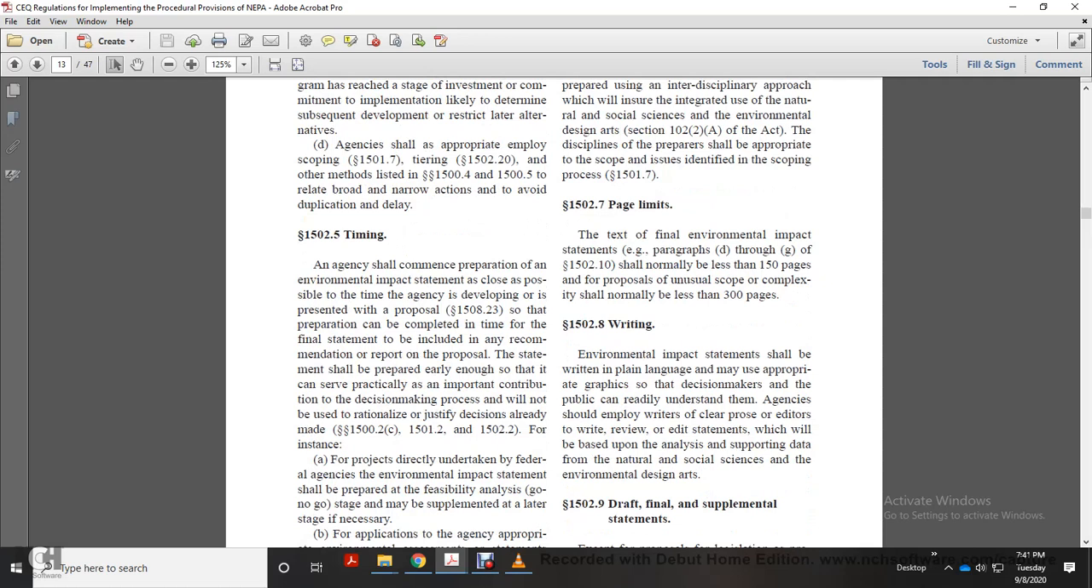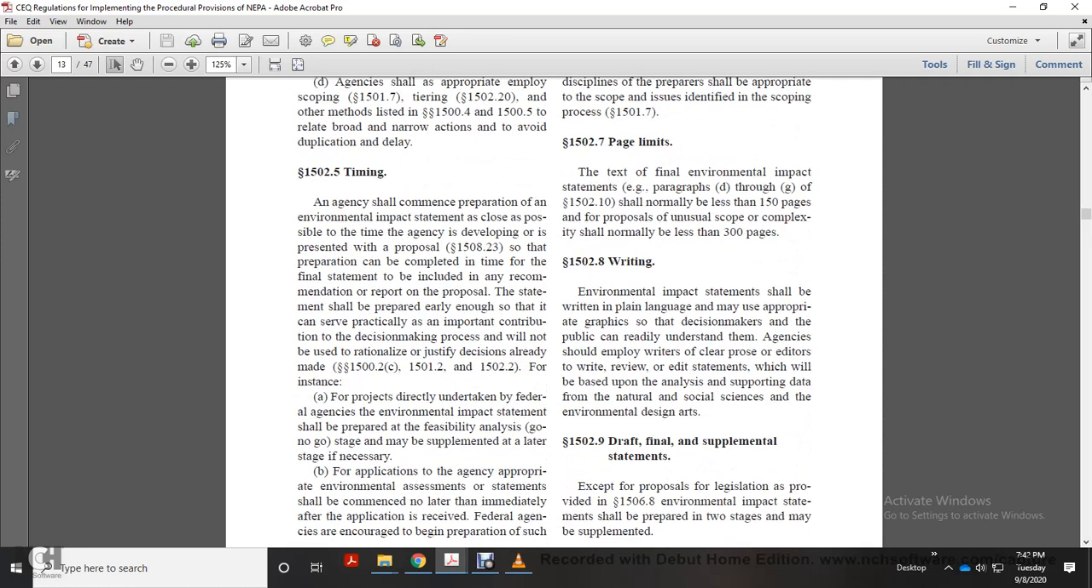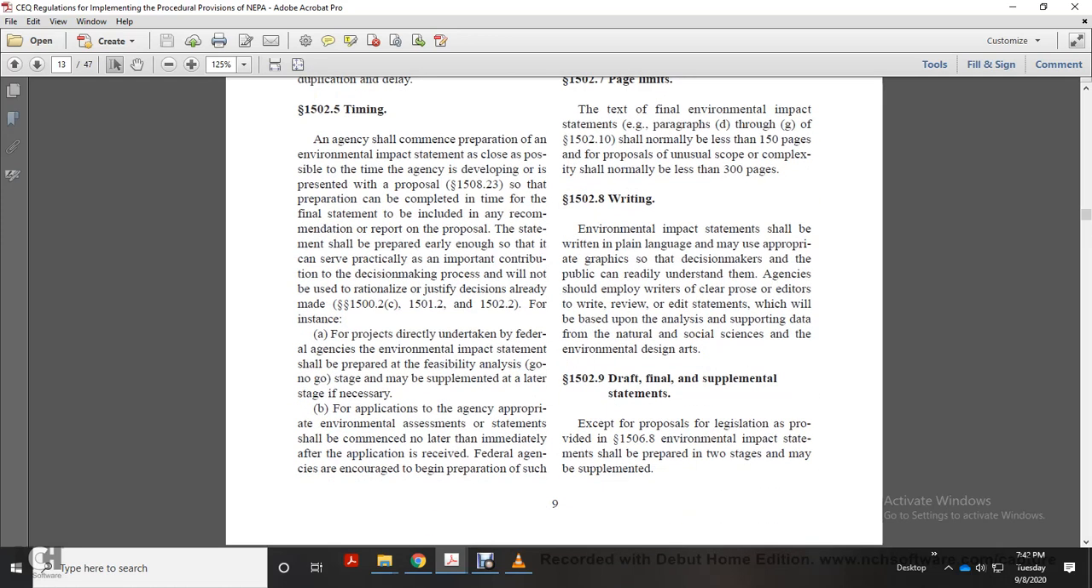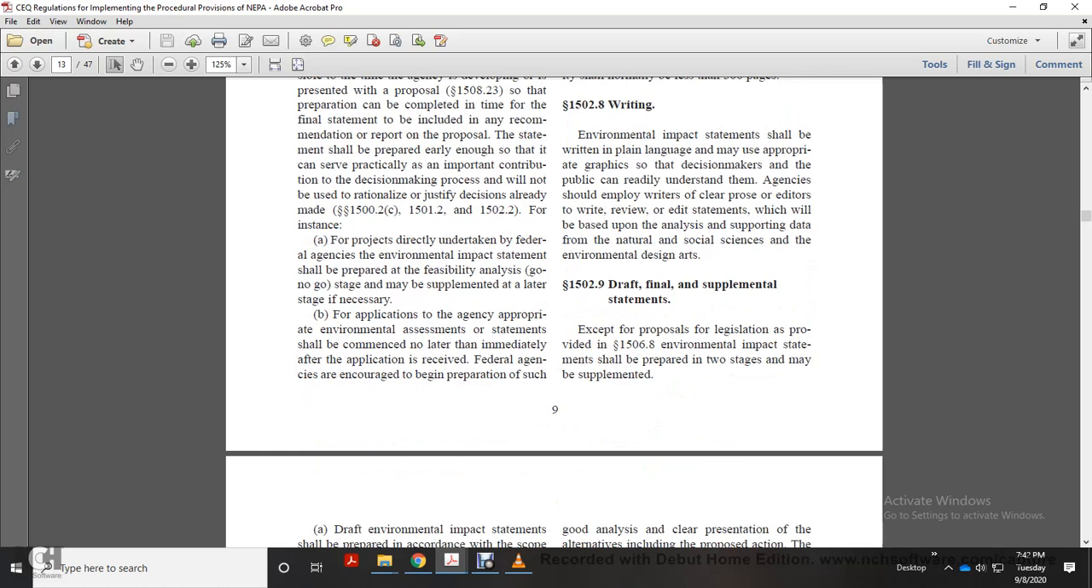Agencies should employ writers of clear prose or editors to write, review, or edit statements, which will be based upon the analysis and supporting data from the natural and social sciences and the environmental design arts. 1502.9 Draft, final, and supplemental statements. Except for proposals for legislation as provided in 1506.8, environmental impact statements shall be prepared in two stages and may be supplemented.